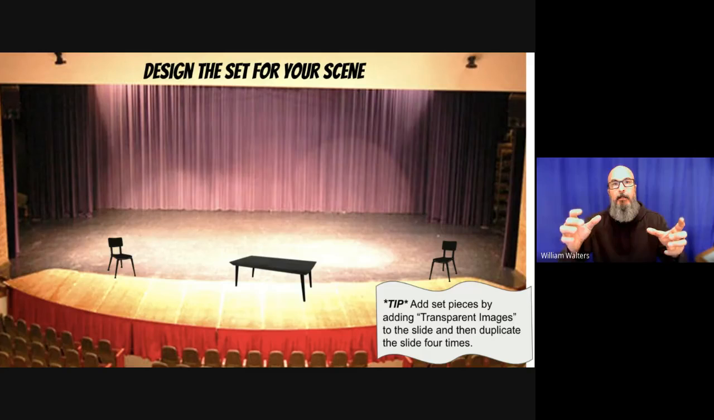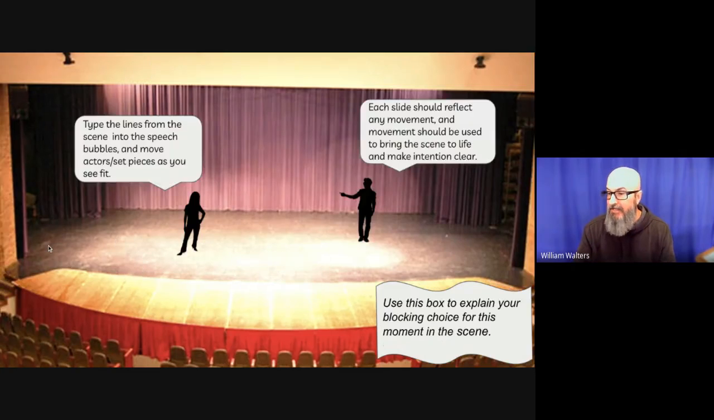But you're going to then block it. And this is how you're going to block it. You're going to take these 2 little characters, and in a second, you can actually move them around. But I want you to imagine that on this slide, the set is already designed. Okay? I know it's a bare stage, but I don't have a set to design. So pretend on this slide, you've got your set, and then you're simply going to place these people where they would be in that particular moment.